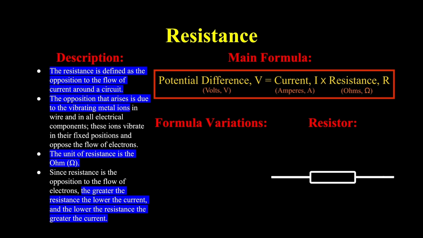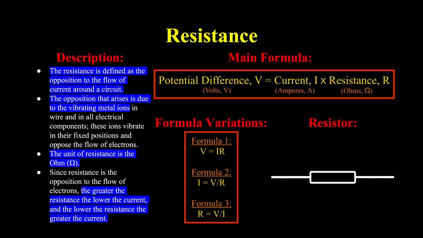So just like before, the main formula can be mathematically rearranged to obtain two additional formulas, as can be seen here. Formula 1 is the same as the main formula we have above, but formula 2 allows us to calculate the current given the potential difference and the resistance, and formula 3 allows us to calculate the resistance given the potential difference and the current.